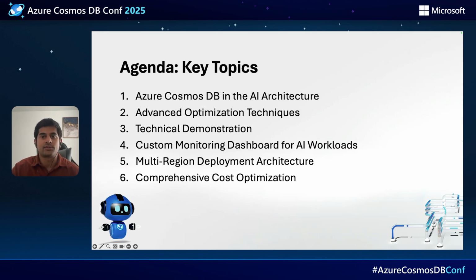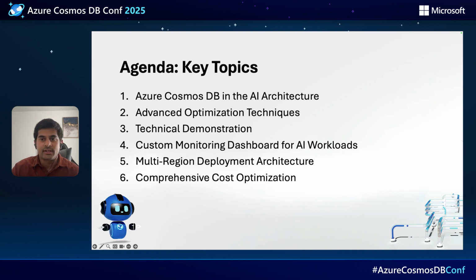First, we will look at Azure Cosmos DB in AI architecture. In this section, we will discuss how Azure Cosmos DB supports AI with feature storage, metadata management, fast inference, and feedback collections. Next, in the advanced optimization techniques, we will go through some of the best practices for efficient data partitioning and resource management.